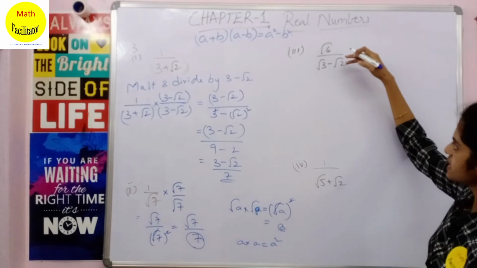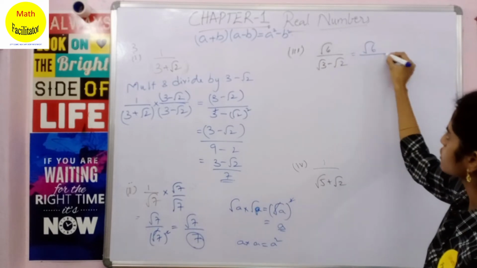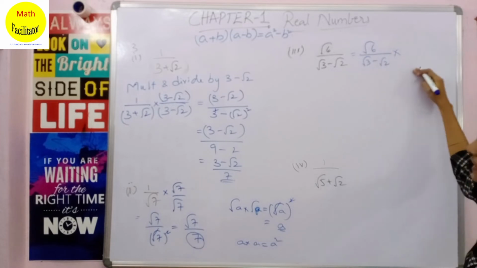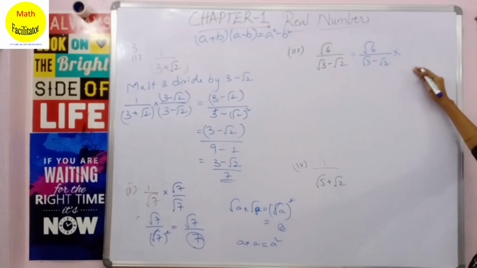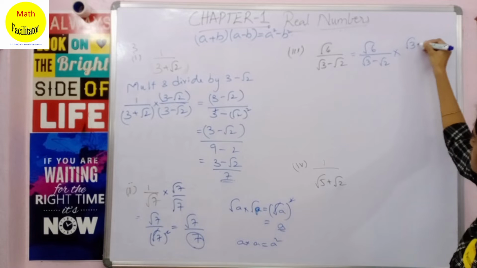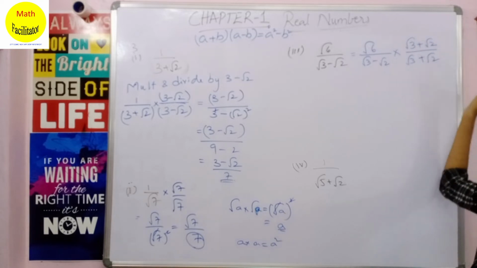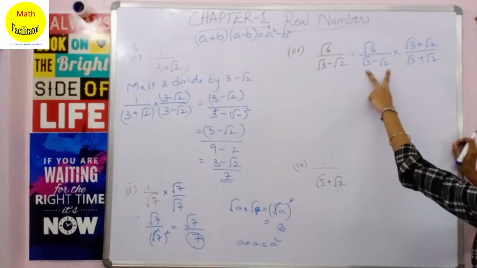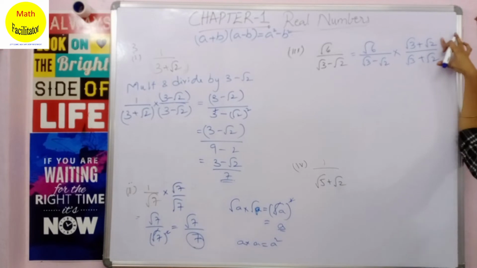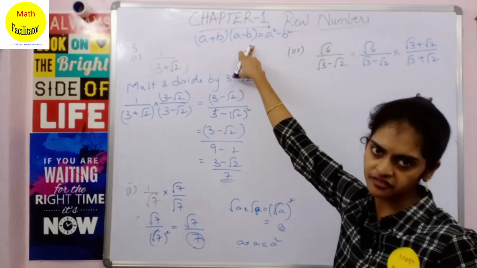So it is root 6 by root 3 minus root 2. Here also we will take root 6 by root 3 minus root 2. With what will you multiply and divide? You will multiply and divide with the opposite sign. You have a minus here, so you will write plus: root 3 plus root 2 by root 3 plus root 2. If you have minus between the two terms, you will take plus. You multiply and divide with this term. Clear? Why? Because you want to bring this in the form of this identity.